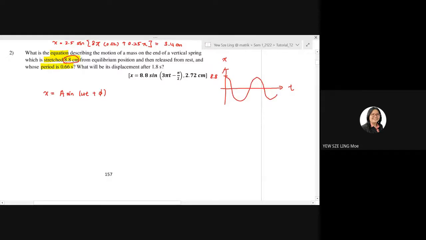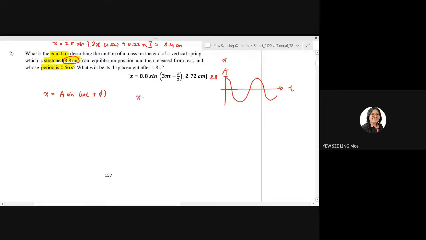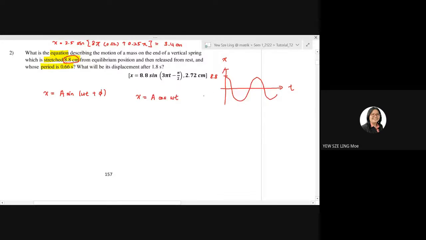And obviously, in this question, the equation that we can use is cos. Cos is easier to use. If you don't know how to sketch the graph, of course you can stick to x equals A sine omega t plus phi. But if you understand the question, you know that you release the object from maximum displacement, which is from amplitude, so you can straight away proceed to x equals A cos omega t, without initial phase angle.